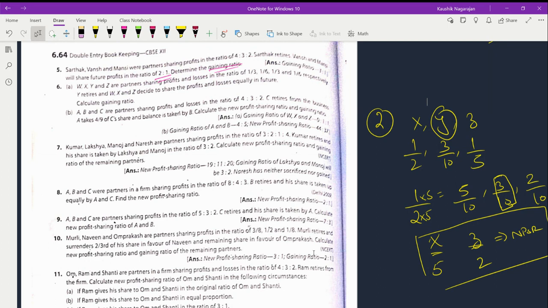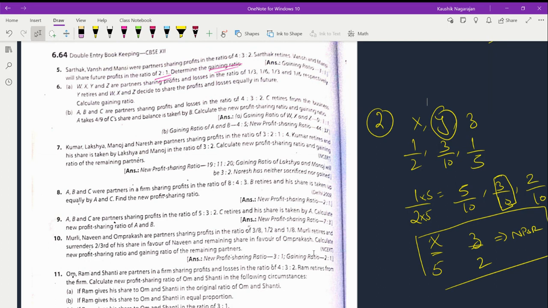Ninth one: A, B, and C are partners sharing the profits in the ratio of 5 is to 3 is to 2. C retires and his share is taken by A. So here the entire share of the retiring partner is taken by A. That means only A will have a gain, nothing for the other partner, and other things remain the same in calculations. So there is nothing to worry about.